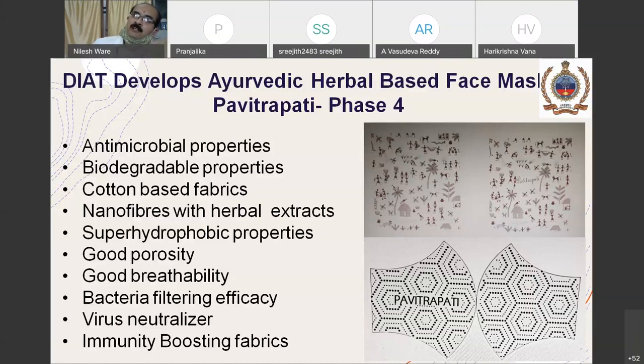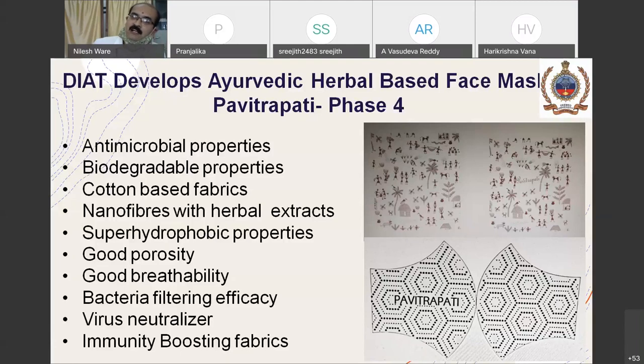But now, if I sneeze on the face of Nileshware with this mask, my splash will have a super hydrophobic property. That's a self-cleaning property. That is an added value for this particular technology. It has got a good porosity. I tell you, I travel 1.5 hours from my office to home. I'm wearing this continuously and I'm not having any issues with respect to breathing. I'm able to breathe very normally.